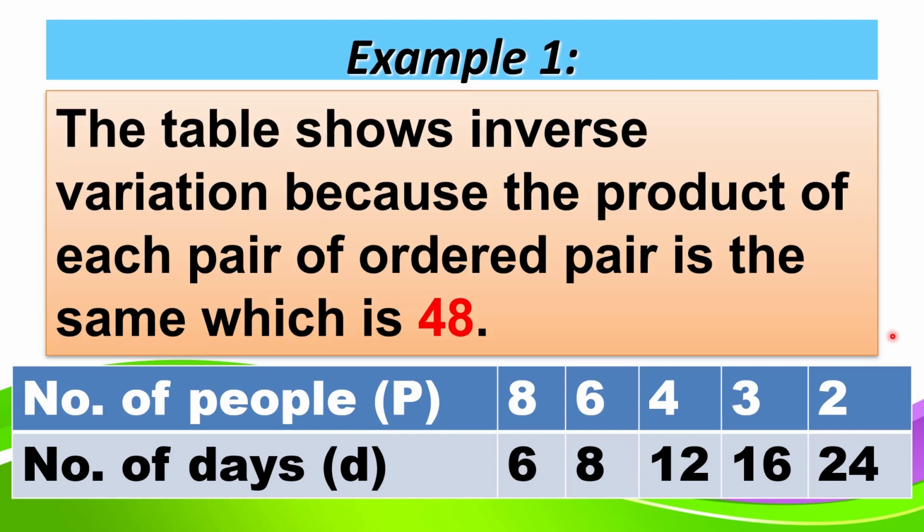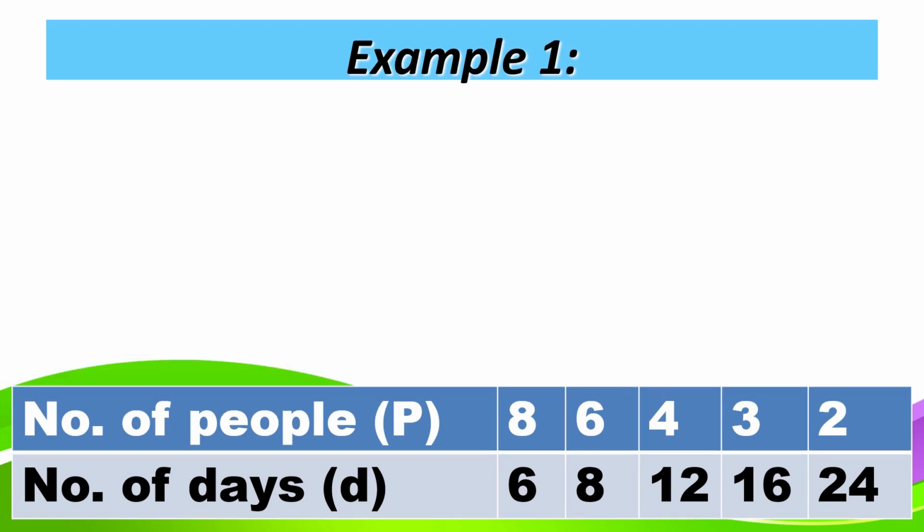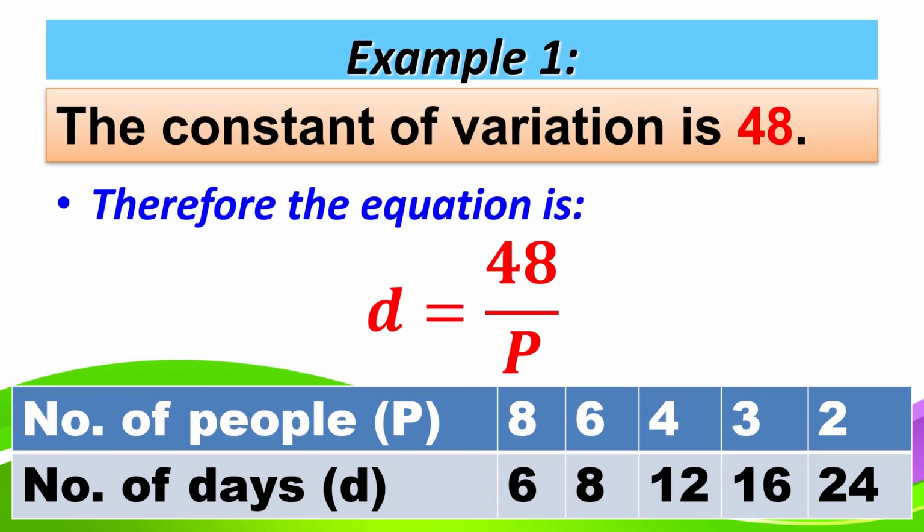The table shows inverse variation because the product of each ordered pair is the same, which is 48. So 8 times 6 is 48, 6 times 8 is 48, 4 times 12, 3 times 16, and 2 times 24 are also 48. Again, in inverse variation, the constant is the product. Since the constant of variation is 48, the equation is D equals 48 over P, or we can also write P equals 48 over D.